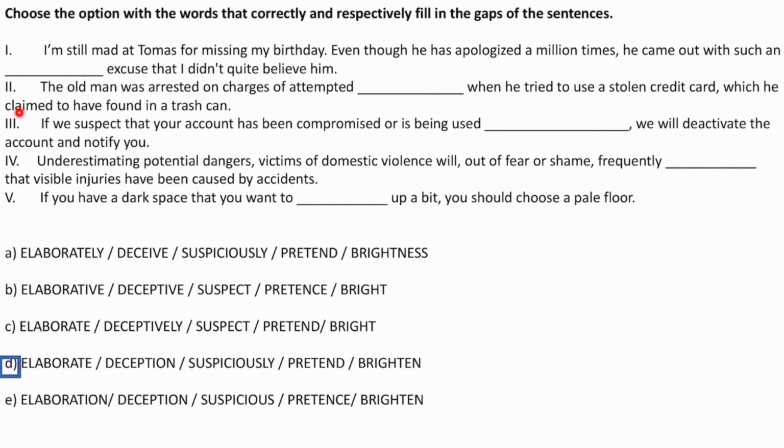Okay, so 3. If we suspect that your account has been compromised or is being used suspiciously, we will deactivate the account and notify you. 4. Underestimating potential dangers, victims of domestic violence will, out of fear or shame, frequently that visible injuries have been caused by accidents, so they will do something frequently. So, again, we already know it's D, but pretend. 5. If you have a dark space that you want to brighten up a bit, you should choose a pale floor. So we have D.